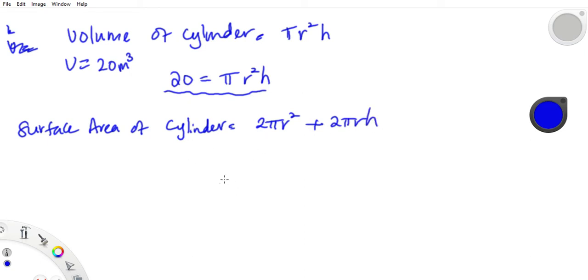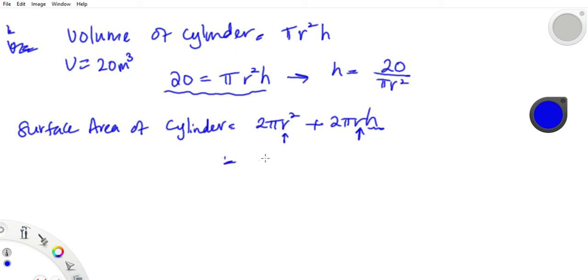Now, if I want to find the rate of change of this, or differentiate this equation, it would be wise to get everything in terms of r. It just makes life a bit better, for differentiation reasons. This h here, if I go back to the original equation and make h the subject, I get 20 over pi r squared.